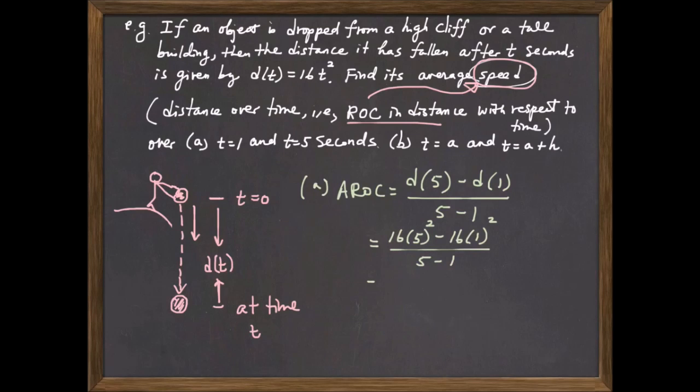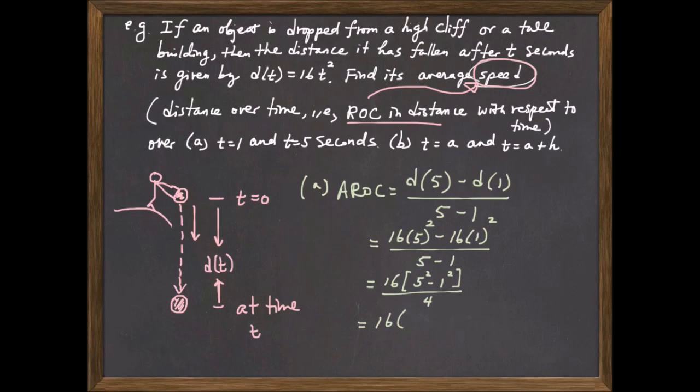I'm going to do a trick here. Of course, you can go ahead and just calculate out the 5 squared and multiply by 16 and do the subtraction of the 16 times 1 squared. Of course, you can do that, but I'm going to show you another way to do it. I'm going to factor out the 16 because that's common in both terms. If I do that, I have left 5 squared from the first term, and I have left a 1 squared from the second term. And the denominator now evaluates out to 4.